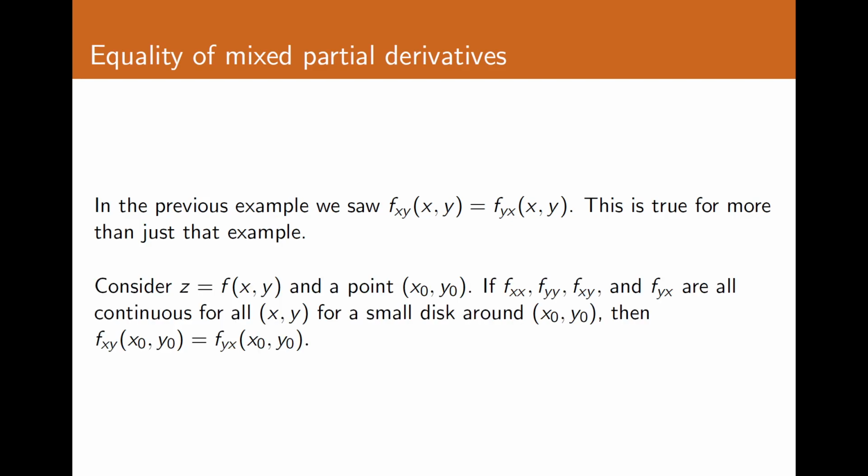So if we take a function f of x y and a point x0, y0, and all of the second partial derivatives are continuous for all of the x y's in a small disk around x0, y0, so think of drawing a circle around x0, y0 in the x y plane, and you can make that circle as small as you want, but you do have to have that those second partial derivatives are continuous for all of the x y's in that really small circle you draw. If that's the case, then those mixed partial derivatives are actually equal to each other, which makes it nice. You don't have to calculate each of them separately, you just know they'll be equal.